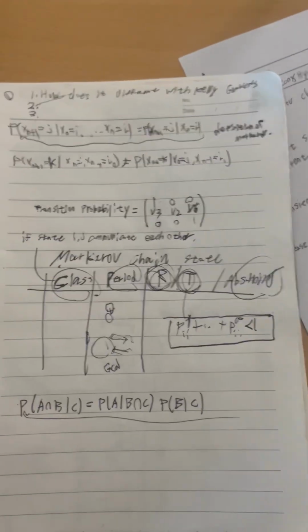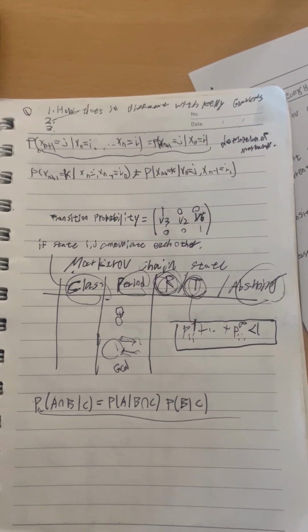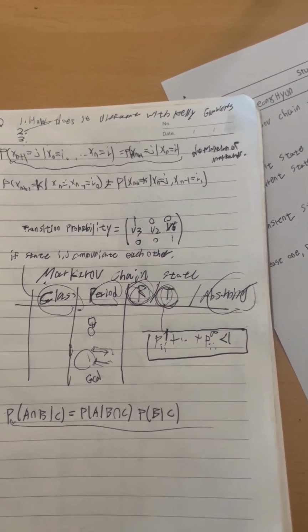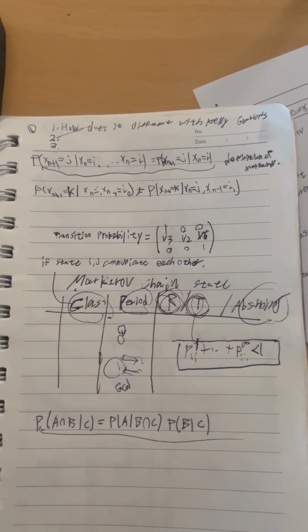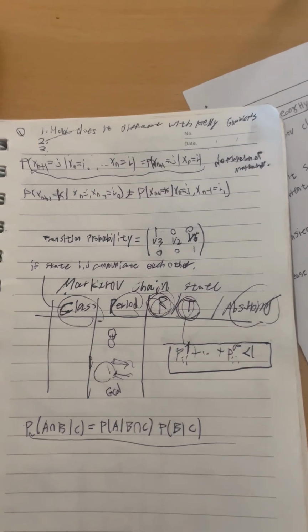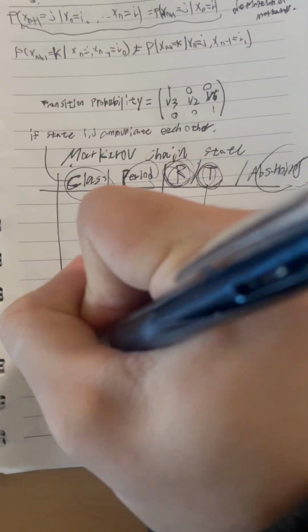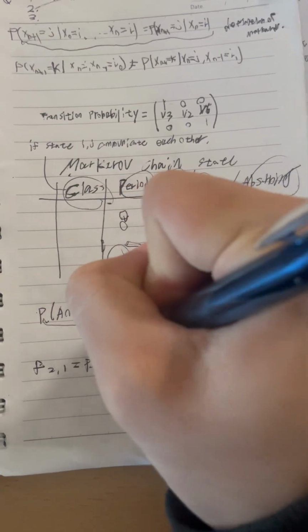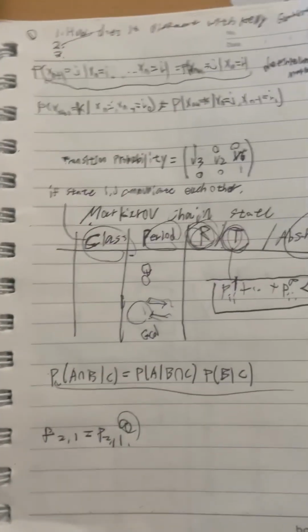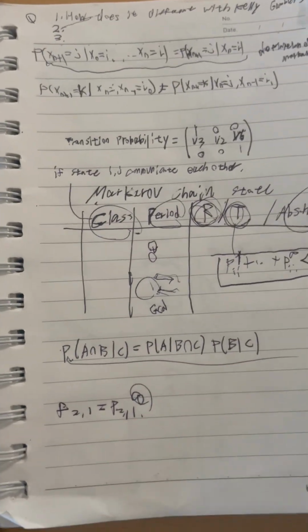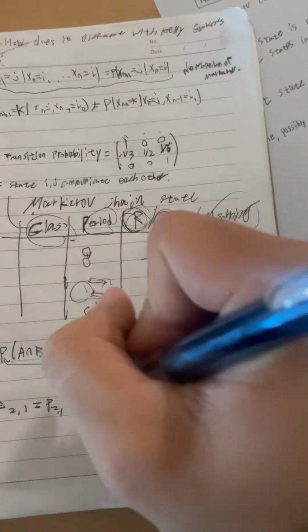And there's a very useful formula, which is P(A intersect B | C) is the same as P(A | B intersection C) multiplied by the probability of B conditioned on C. So when can we use it? Such as, let's calculate f_2,1, which is the probability of going from 2 to 1 in infinite steps. In this case there are transitions like state 1 to 3.